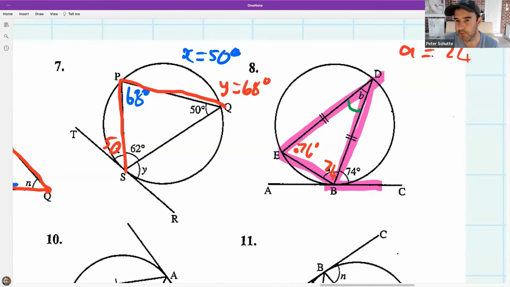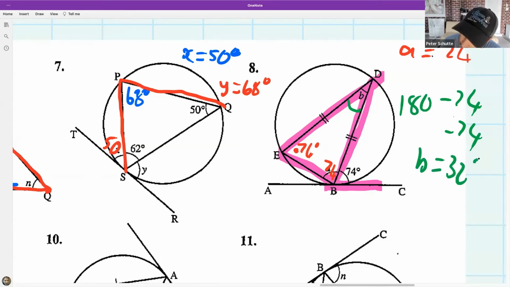Now, from there, because they're both 74, we then know that this one up here must be, they must add up to 180. So I'm going to go 180 minus 74 minus 74. And what am I left with? So 140, 148, you should get 32. And that's going to be the answer. So A is 74 and B is going to be 32.